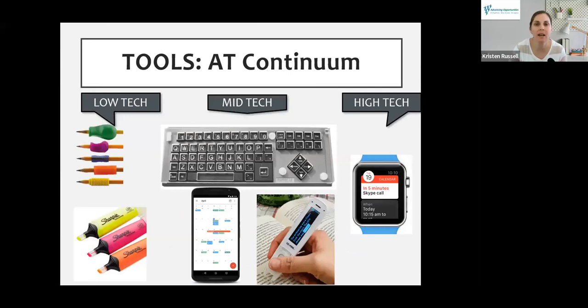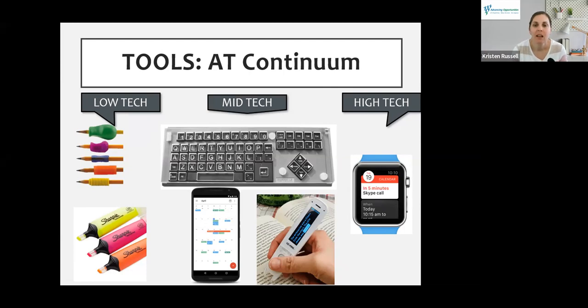Okay, so just to give you an idea of what we're talking about when we talk about low tech, mid tech, and high tech, I put some pictures here. So low tech would be really simple things that you all know of. Highlighting things on paper to draw a student's attention, trying different pencil grips, Post-it notes, a paper to-do list. Those are all considered assistive technology tools. They're just low tech, okay? And because they're low tech does not mean that they're not as good tools. Sometimes the best tool is a low tech tool because we don't have as many issues with them related to technology.